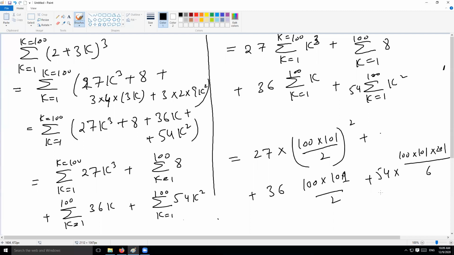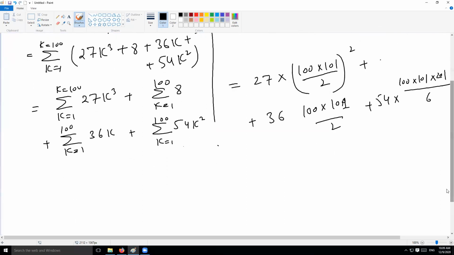So this is an important thing that we should learn first. Imagine I have only a constant c that I am summing from k equal to 1 to k equal to say n. So what should be this sum? What does this tell you?